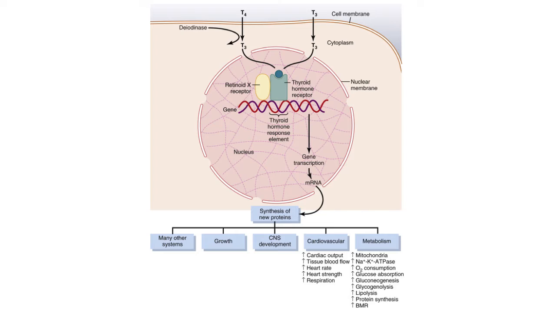to supply oxygen. For metabolism, its protein products include the components of the mitochondria, the sodium-potassium pump, enzymes that utilize oxygen for the production of energy, enzymes or proteins for glucose absorption, enzymes for gluconeogenesis, glycogenolysis, lipolysis, and protein synthesis.